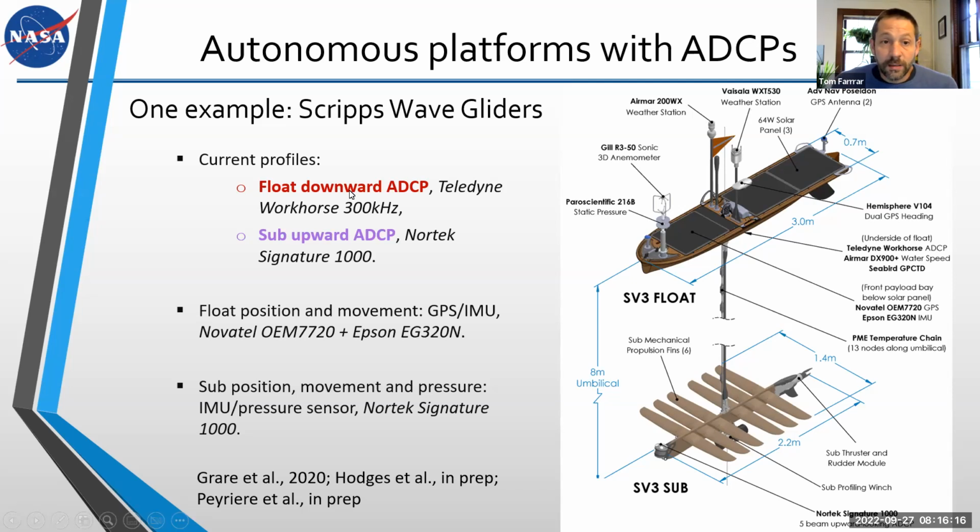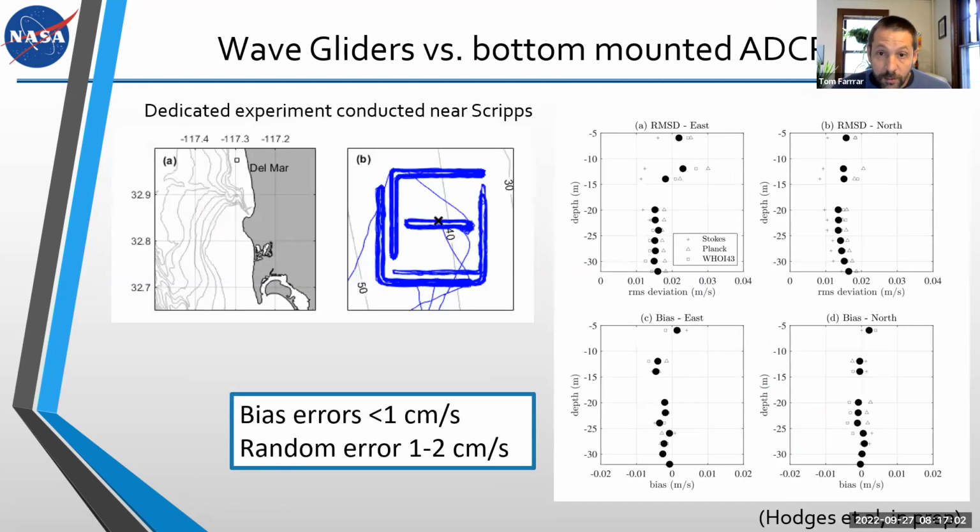So the key things here are that they have ADCPs and a really nice motion package that has a dual GPS and an IMU that are integrated together to give very accurate estimates of the orientation of the wave glider. And so then every ping can be motion corrected and oriented to give a more precise estimate of the velocity. And so our group at WHOI and the group at Scripps have been meeting every week for 3 years since the start of S-MODE, working together to try to dial in these platforms for S-MODE.